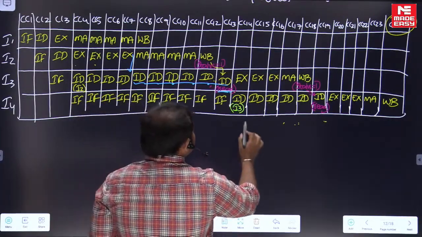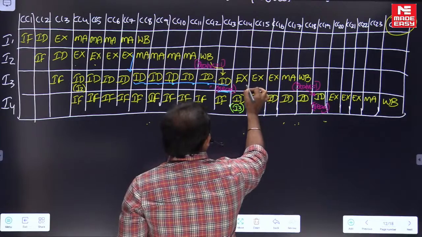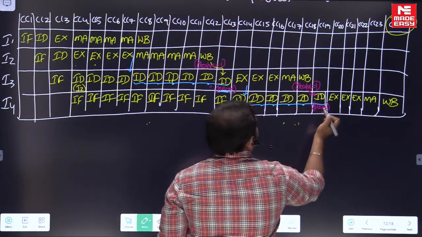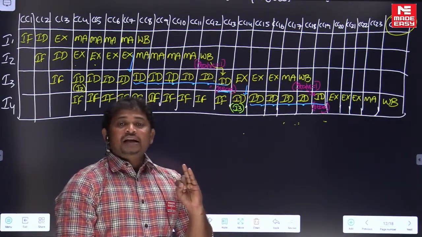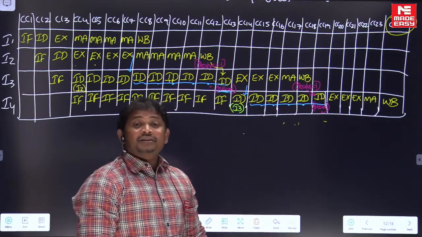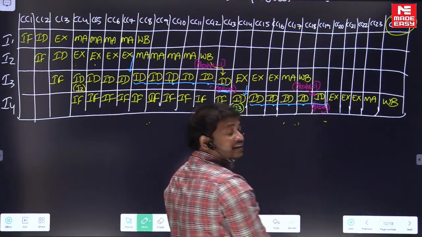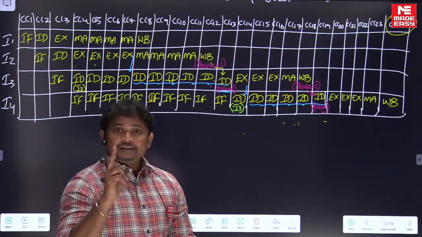Okay. But this instruction reading the data here. But actually this is supposed to read from here. How many? 1, 2, 3, 4, 5. Okay. I1 के लिए 3 extra cycles, I2 के लिए 6 extra cycles, I3 के लिए 5 extra cycles and I4 के लिए 2 extra cycles. 2 extra cycles means for EX के लिए. Okay. Total 24 cycles. Got the point?